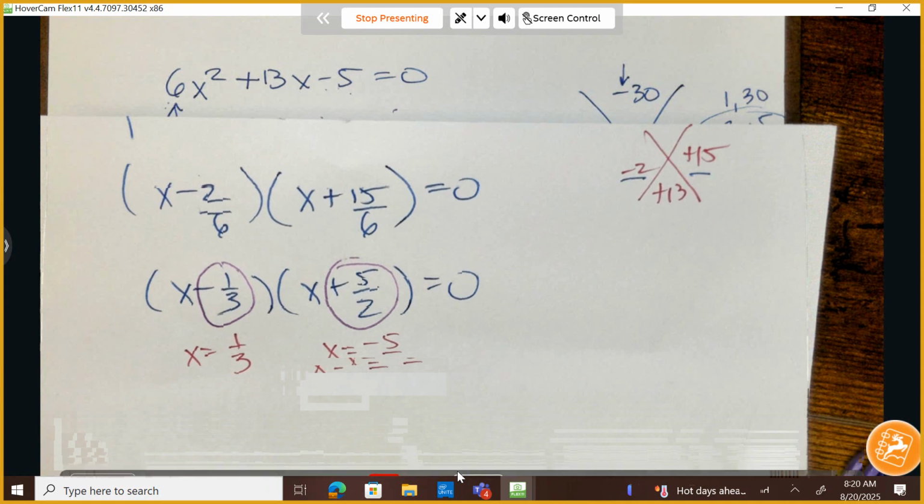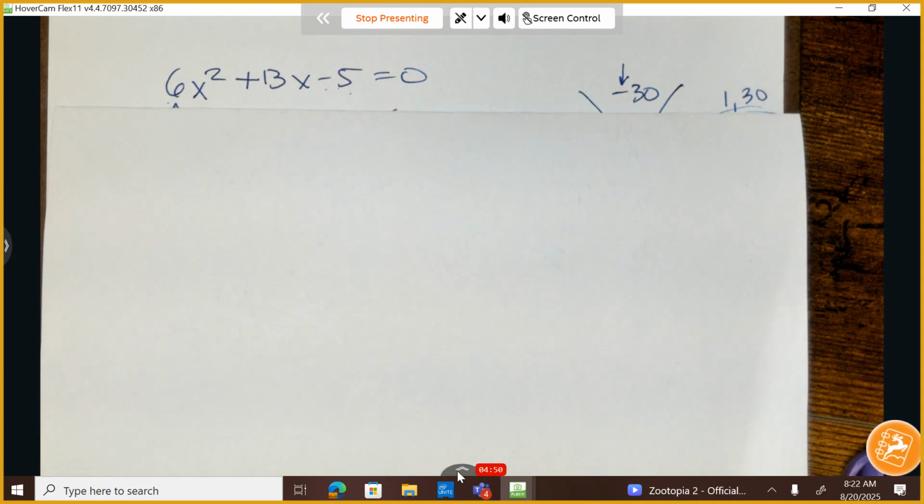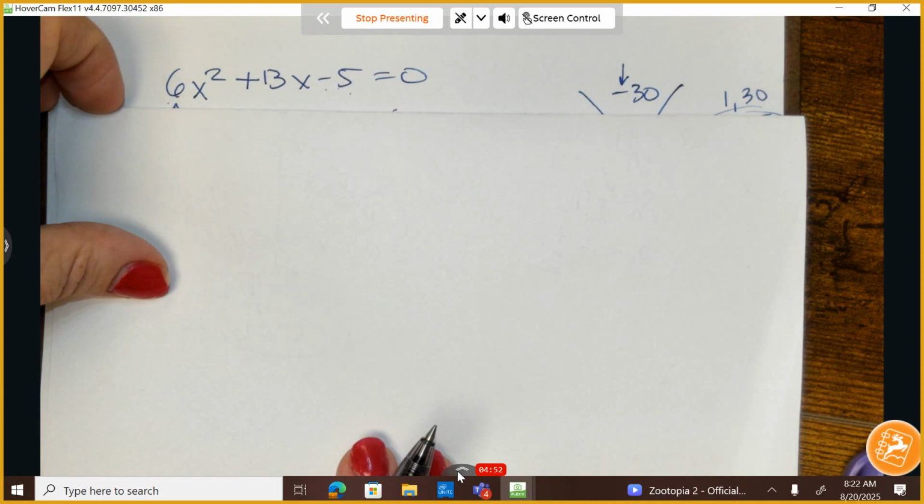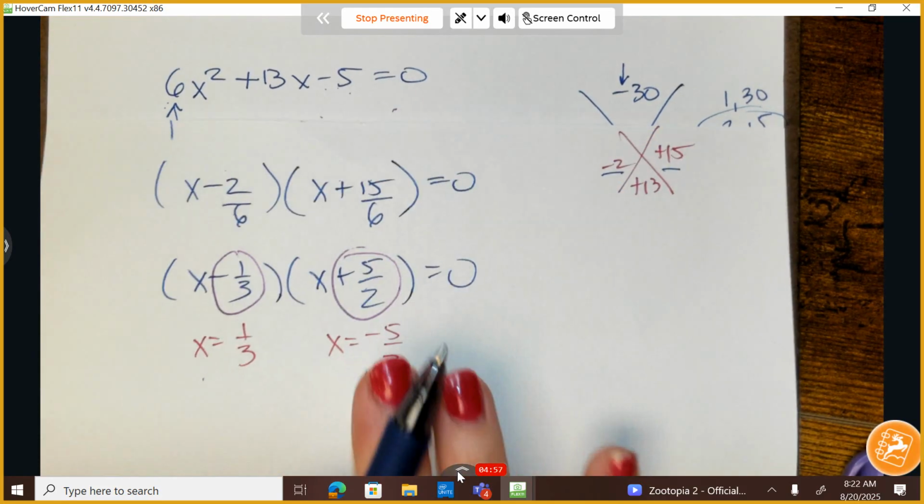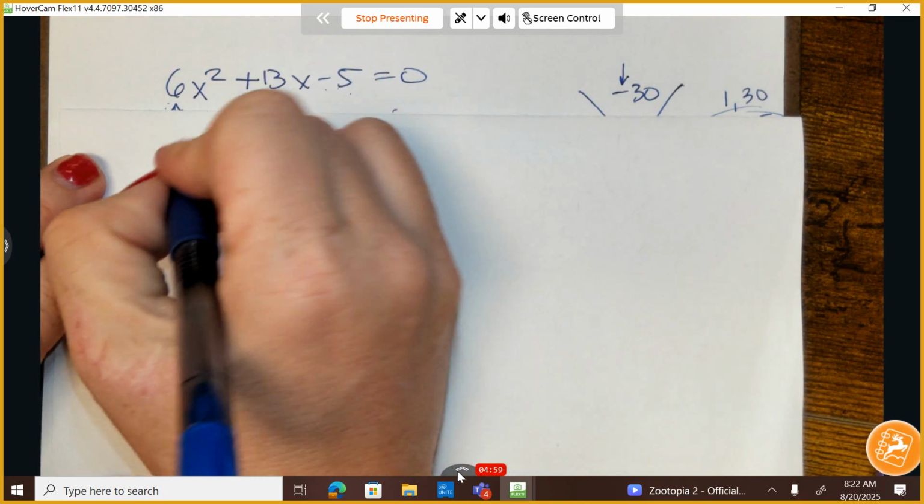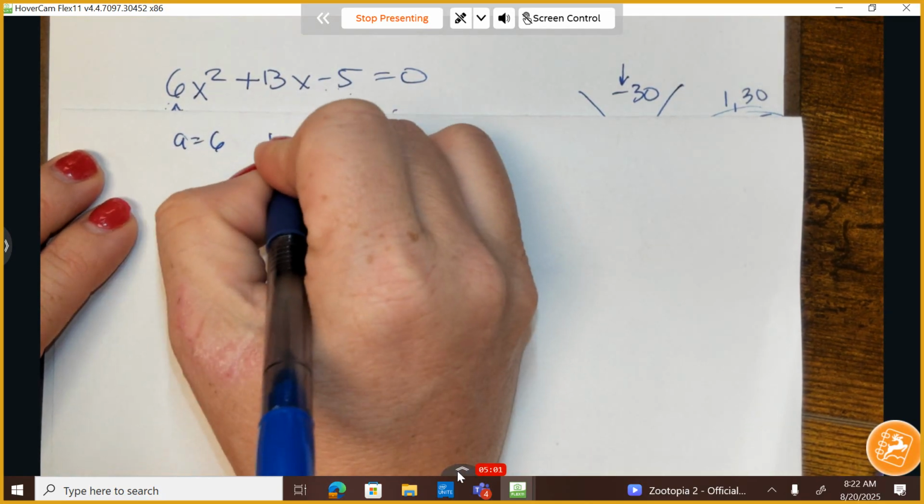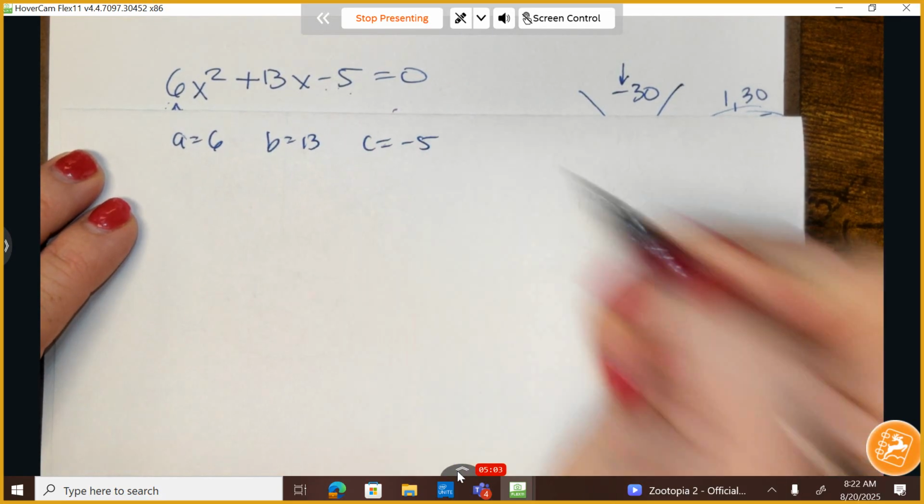Students in class right now are going to solve this exact same quadratic equation, but they're going to use the quadratic formula. I already know what the answer is going to be, 1/3 and negative 5/2, but I'm demonstrating. So in this case, A is 6, B is 13, and C is -5.